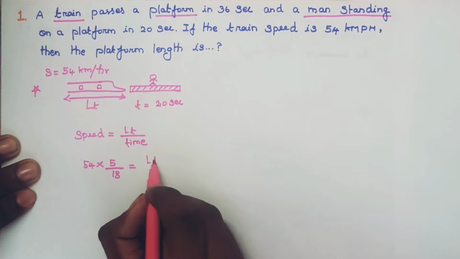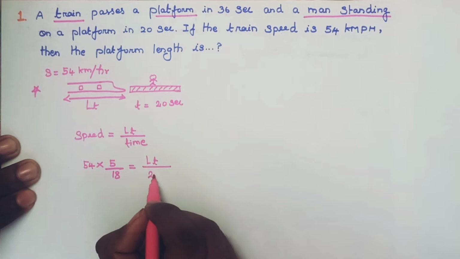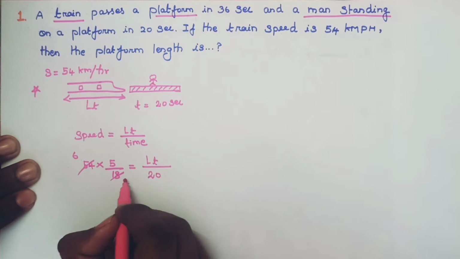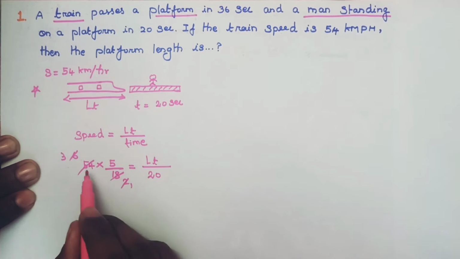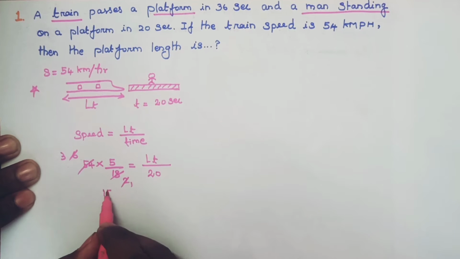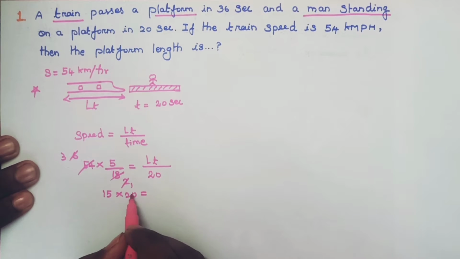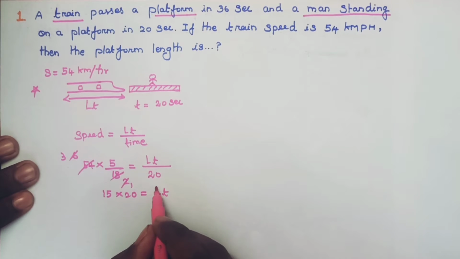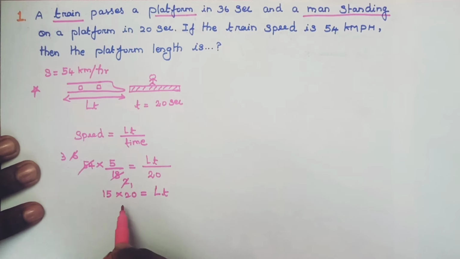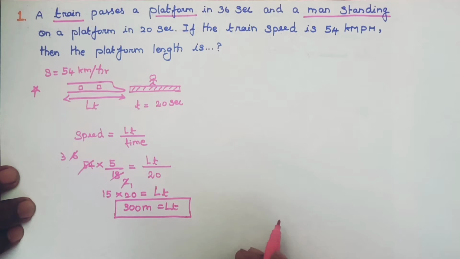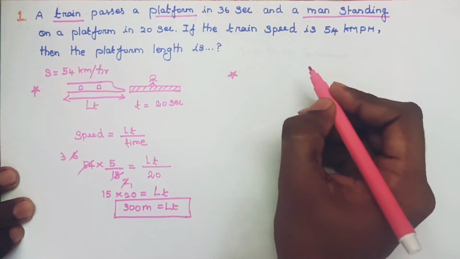Length of the train we would find, and time is 20 seconds. 9 twos are 18, 6 nines are 54... 3 fives are 15, into 20, that is equal to LT. So what is 15 into 20? That is 300 meter. Length of the train here is 300 meter. And then go for the line method.